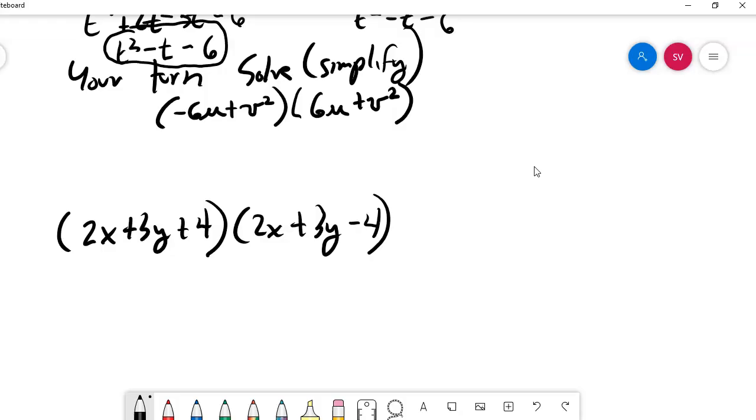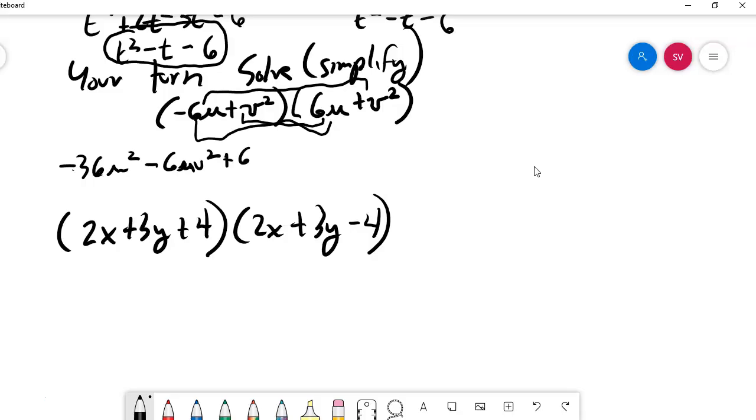So let's do the FOIL method first. Our first terms are this minus 6u and this 6u, which minus 6 times 6 is minus 36. U times u is u squared. Now we have our outside terms. Minus 6u times plus v squared is minus 6uv squared. Now let's look at our inside terms. Plus v squared times 6u, which is plus 6uv squared.